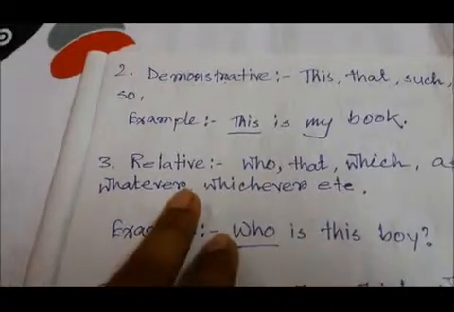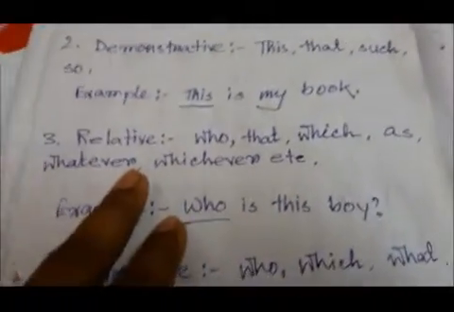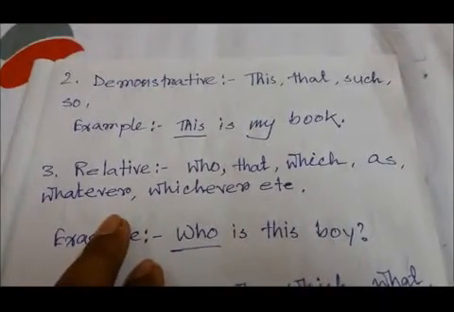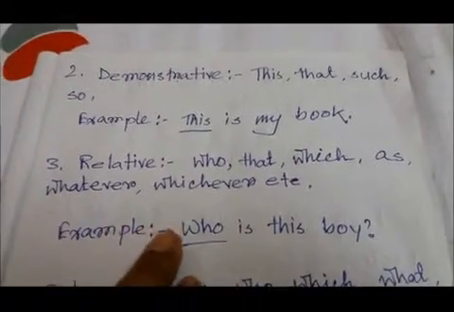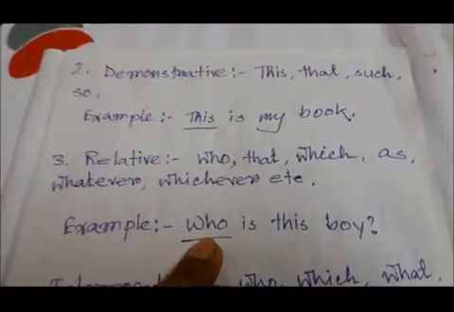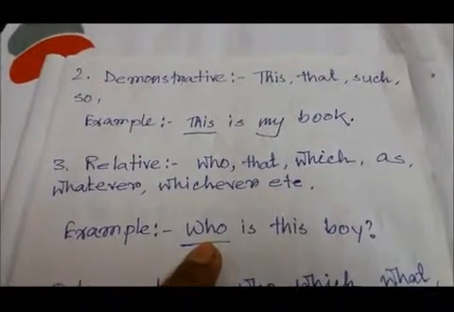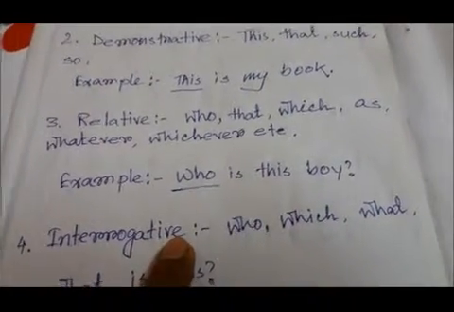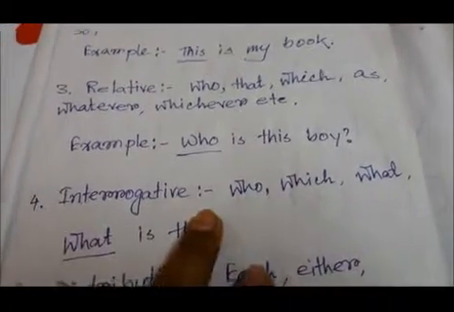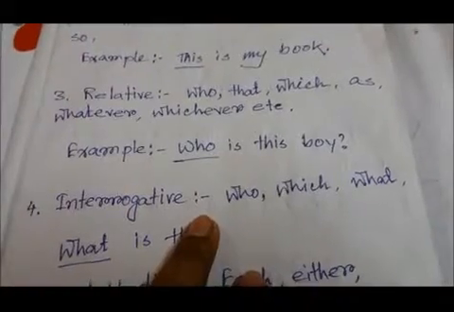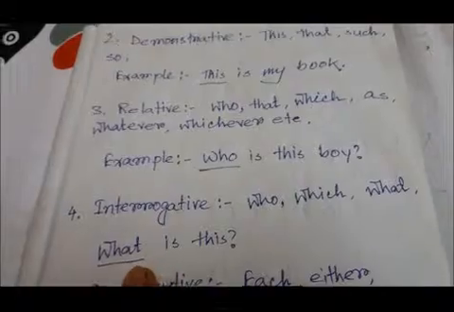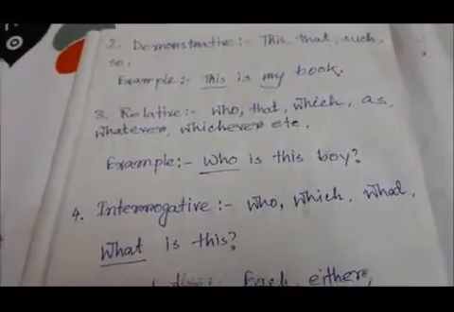Then relative pronouns. Examples are who, that, which, as, whatever, whenever, etc. For example: who is this boy? Here the relative pronoun who is used. Next, interrogative pronouns are used in questions, like who, which, what, where, how. For example: what is this? Here the pronoun what is used, an interrogative pronoun.